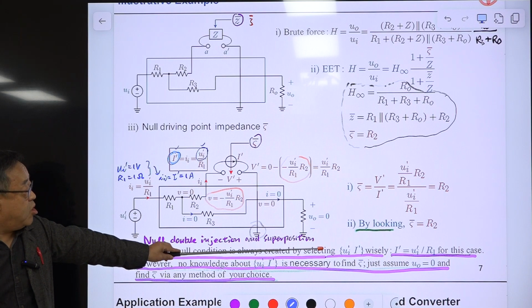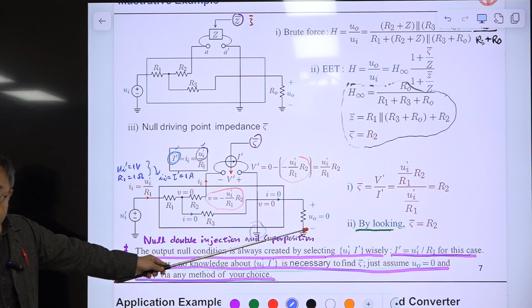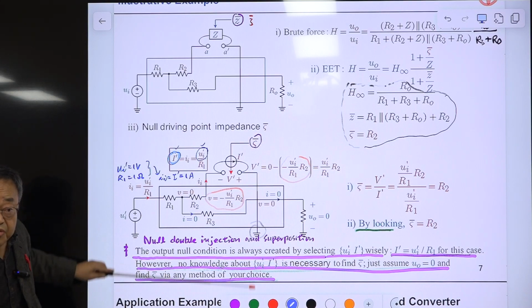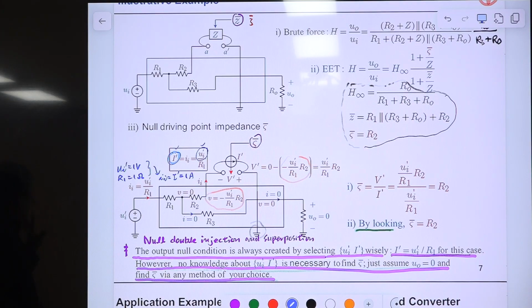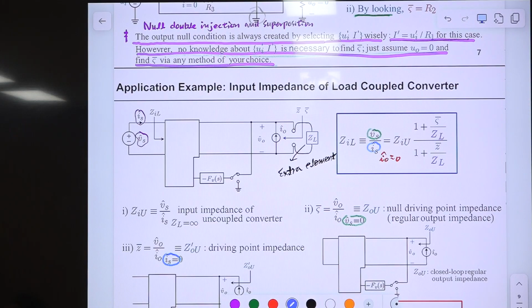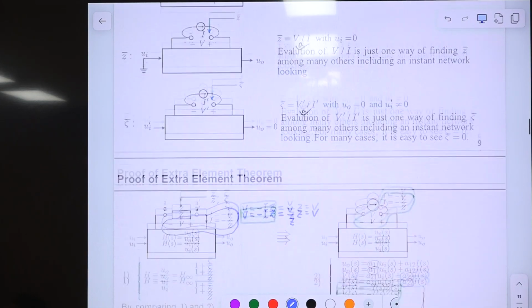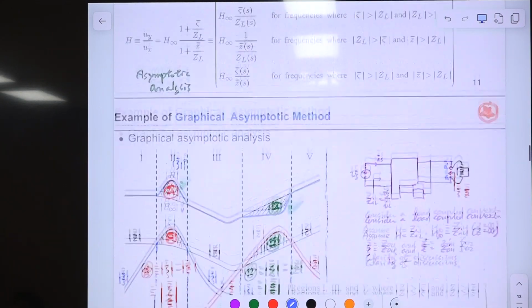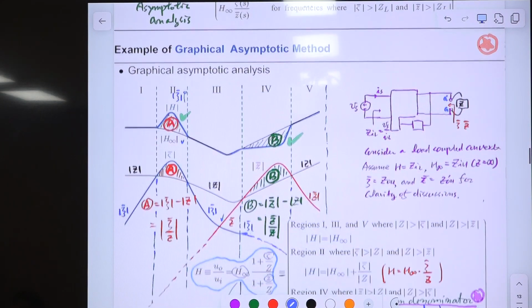But later on, we will be using this condition without thinking about this condition. That is fine. There is a case, then we don't have to know that case. Then just use the result of that. Assuming the output null condition, we figure out that null driving point impedance. That is the second comment I want to make. And finally, this one.